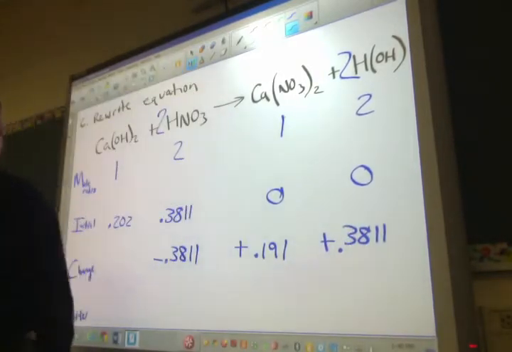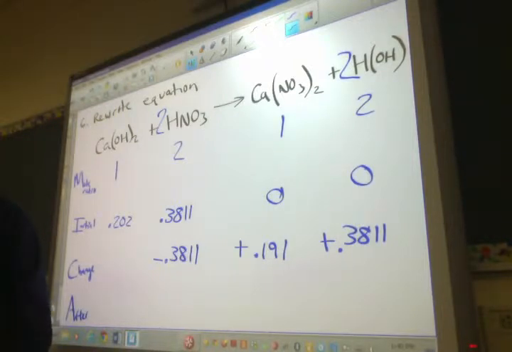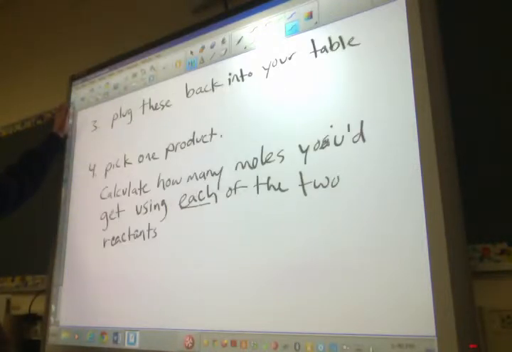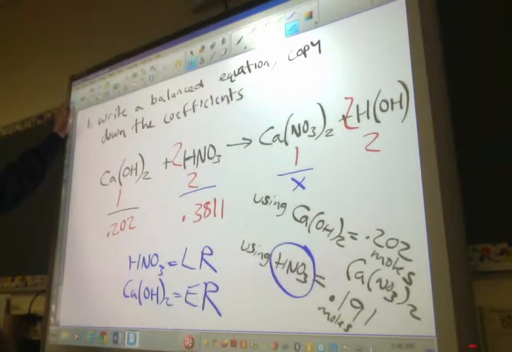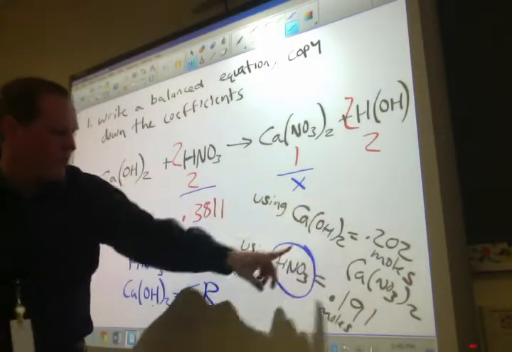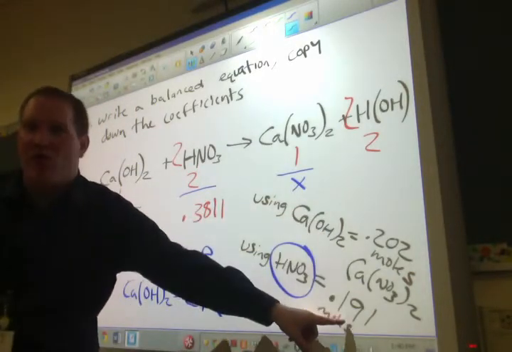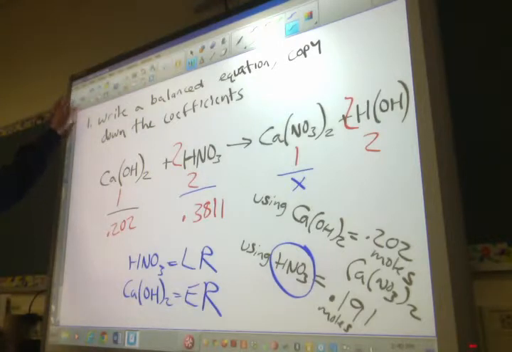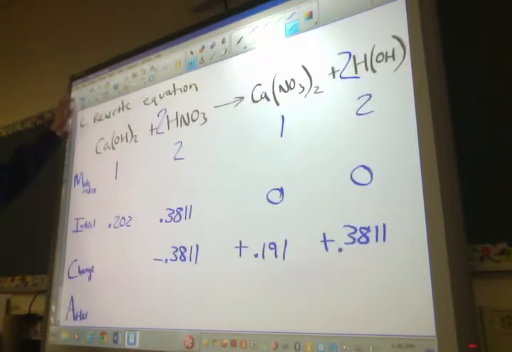0.3811. Question. Yes. The 0.191, is that the excess? No, that was, let me go back. When we worked this out, we said using HNO3 we would get 0.191 moles. Okay. So do you only write the limiting? Yes. So the excess just.